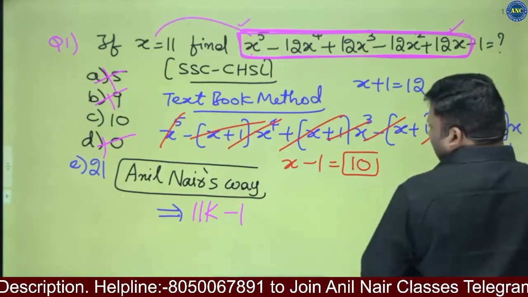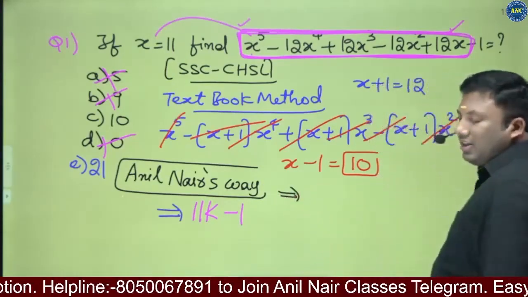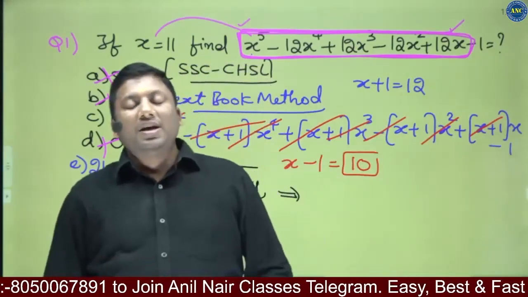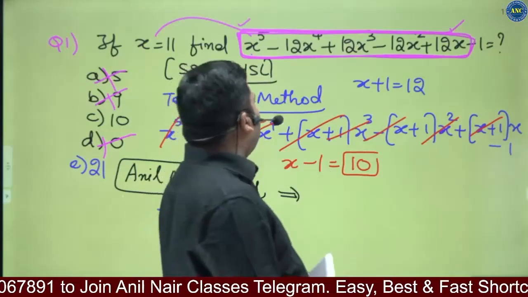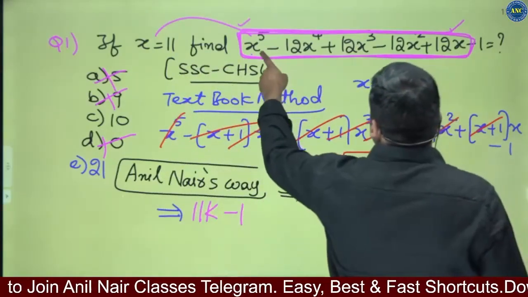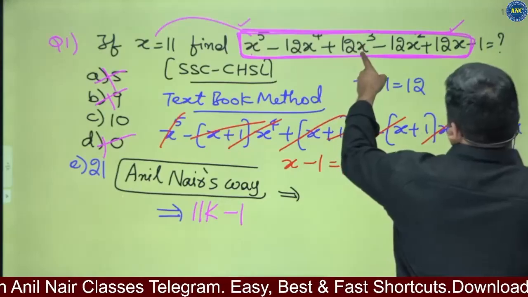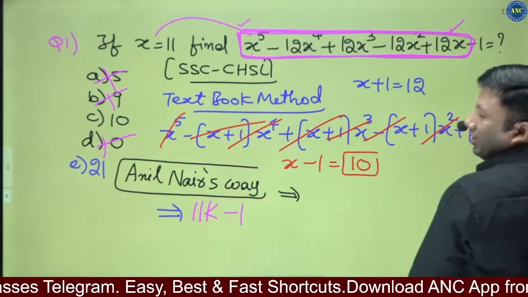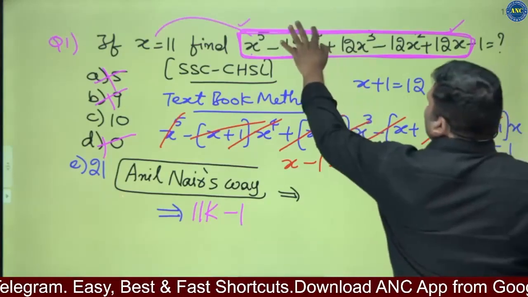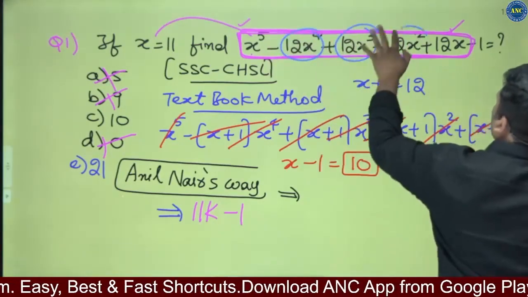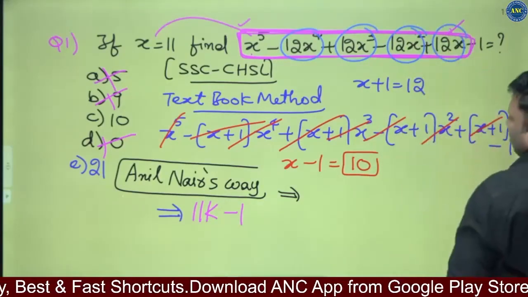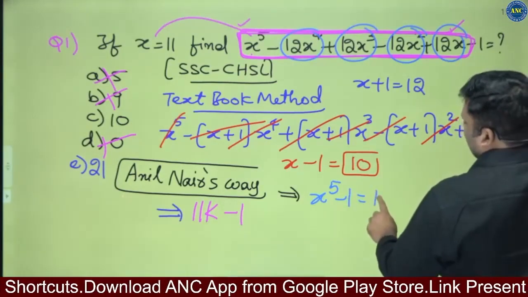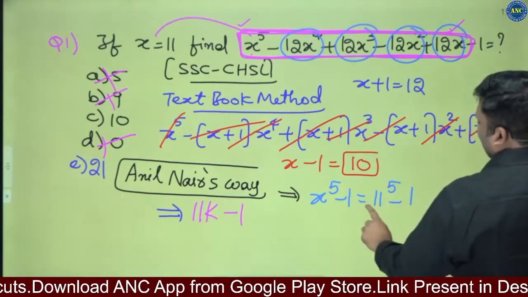Another way to look at it is, see here. Listen carefully. Again, read the question. I told you 3 rules: read the question, identify the root cause of the problem, simplify the problem, don't complicate the problem. Read the question: x power 5 minus 12x power 4 plus 12x cube minus 12x square plus 12x. Here it contains 12, here it contains 12, here it contains 12, here it contains 12. What is remaining? x power 5 minus 1.